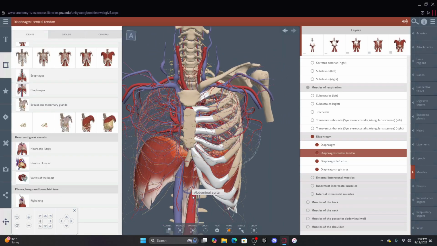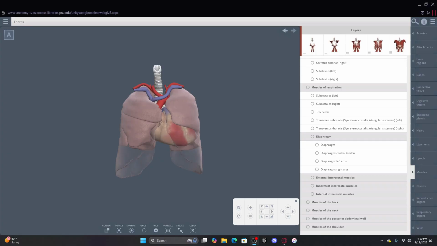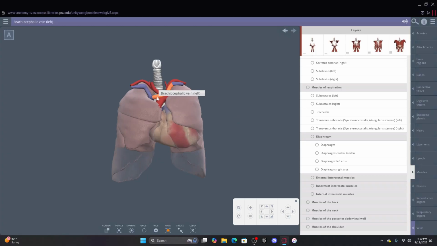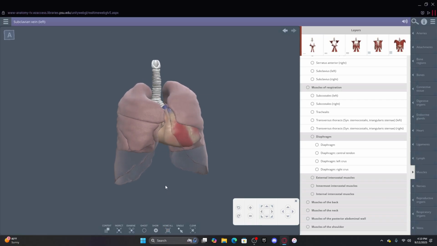But now we're going to move on to the trachea and the lungs. Now that we're looking at the trachea and the lungs, let me remove these structures just so you can better see the trachea. So we have the trachea here, and we know our trachea splits into our right and left primary bronchi, but we'll get to that a little bit later.